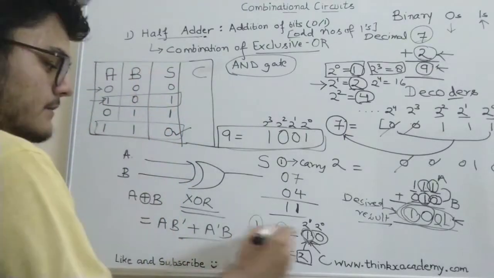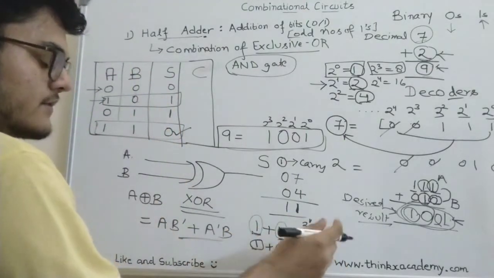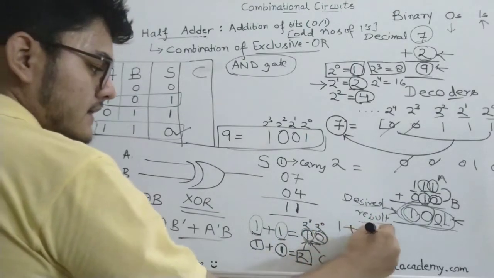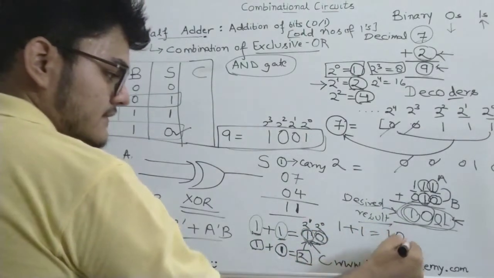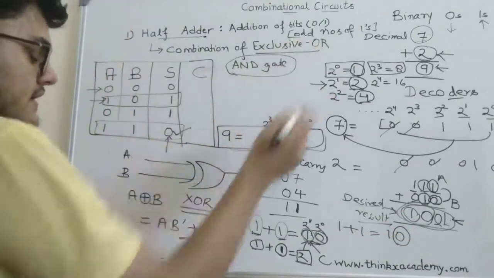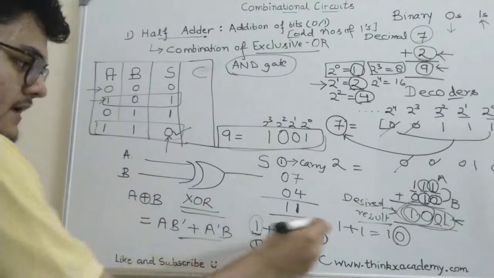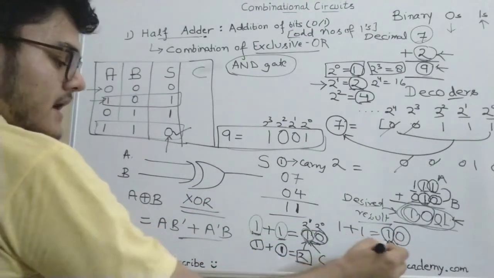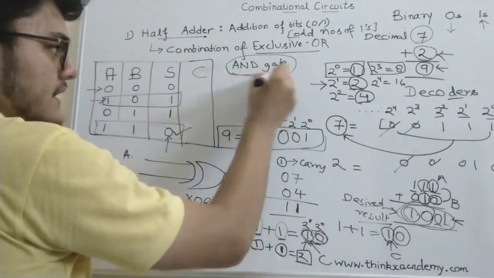And as you can see from here that 1 plus 1 gives you 10. So this 0, so I will write it like this. So this 0, we can obtain it from the XOR or the exclusive OR gate, and we can obtain 1, which is the carry signal, by using the AND gate.